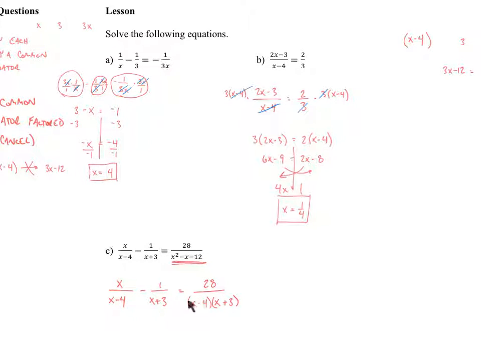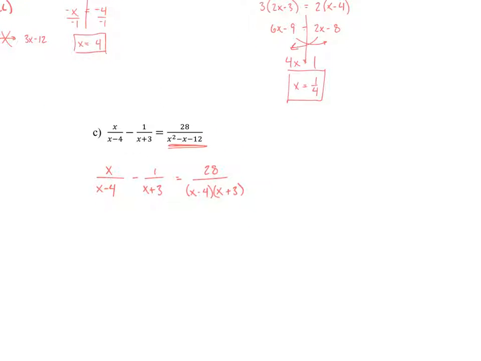So our common denominator is going to be this, because x minus 4 times x plus 3 is something that this is a factor of, this is a factor of, and this is a factor of. So that's what we'll multiply everything by. Everything. This gets x minus 4 times x plus 3. This gets x minus 4 times x plus 3. And this gets x minus 4 times x plus 3. And now we can just start canceling things.